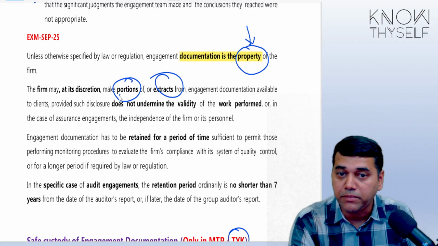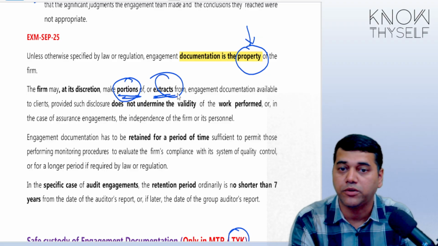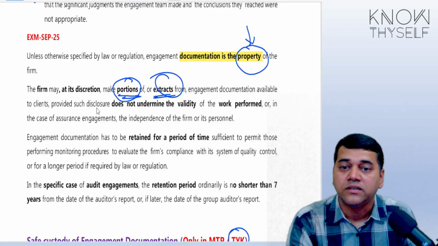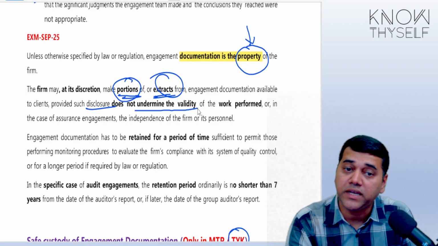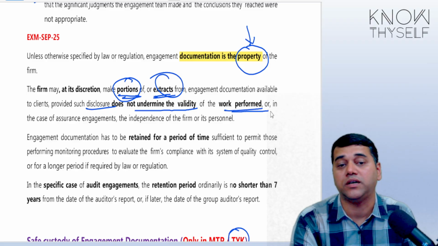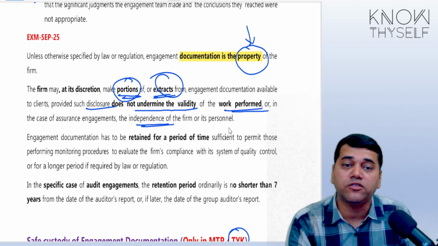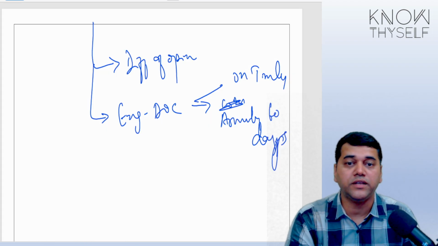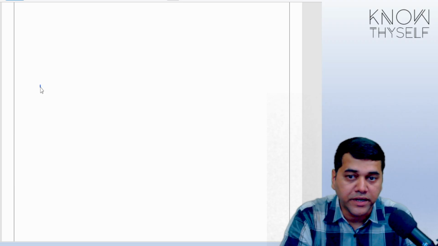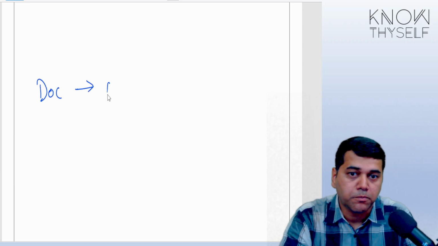If you wish, you can make portions and extracts from the documentation, and such disclosures do not undermine the validity of the work performed. This is very important. And in case of an assurance engagement, the independence of the personnel. The point is very simple, friends: documentation is the property of the auditor.